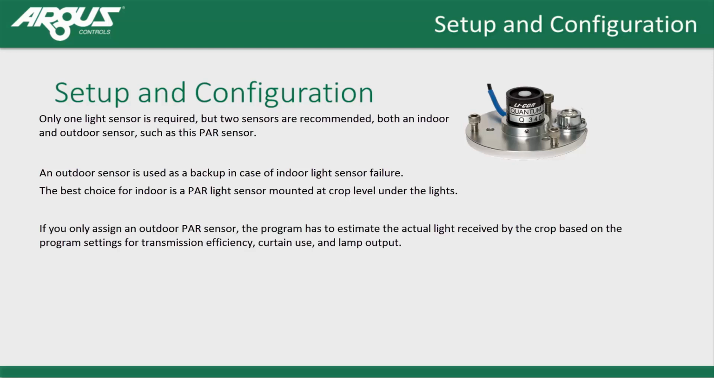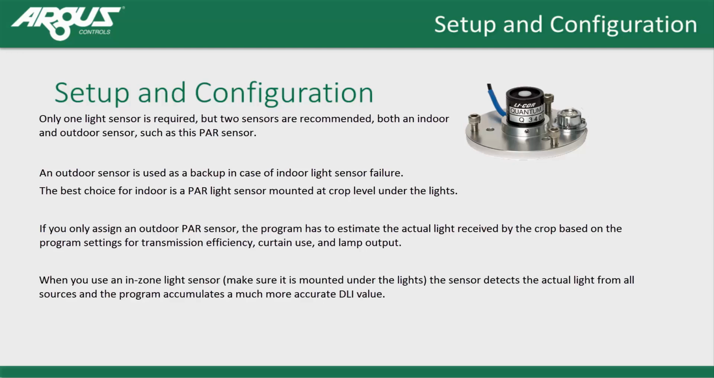If you only assign an outdoor PAR sensor, the program has to estimate the actual light received by the crop based on the program settings for transmission efficiency, curtain use, and lamp output. When you use an in-zone light sensor, make sure it's mounted on the lights. The sensor detects the actual light from all sources, and the program accumulates a much more accurate DLI value.